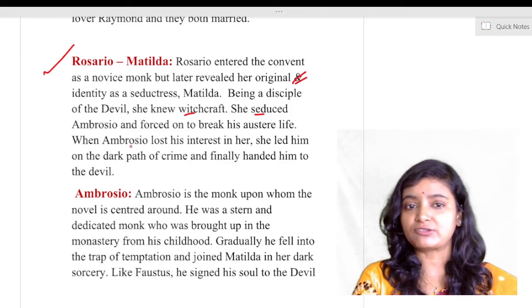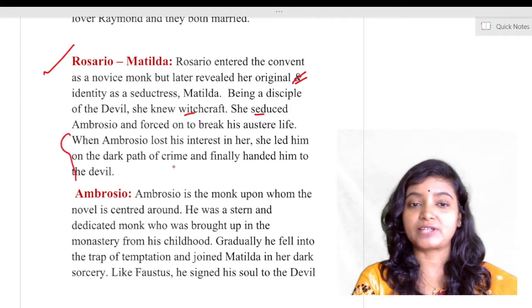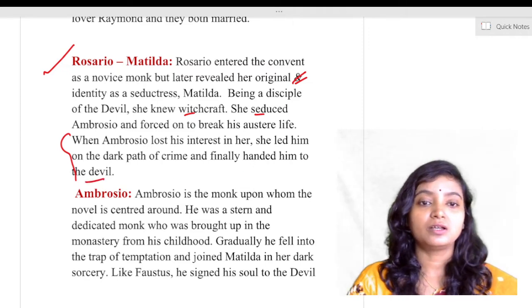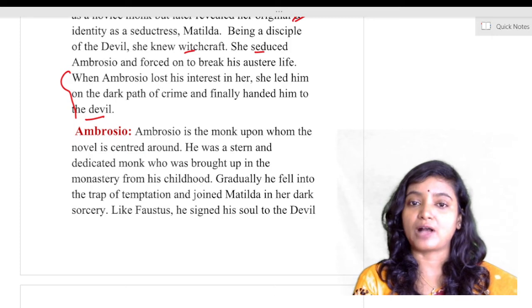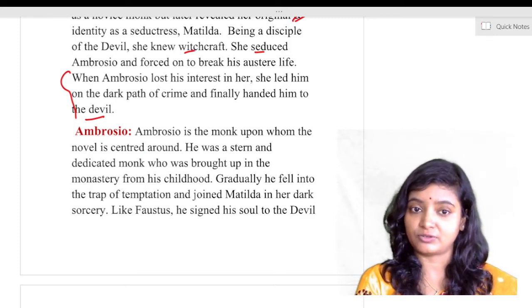But gradually Ambrosio lost his interest in her, and so then what she did, she led him to the dark path of crime and finally handed him to the devil. Now Ambrosio is the monk upon whom the novel is centered.